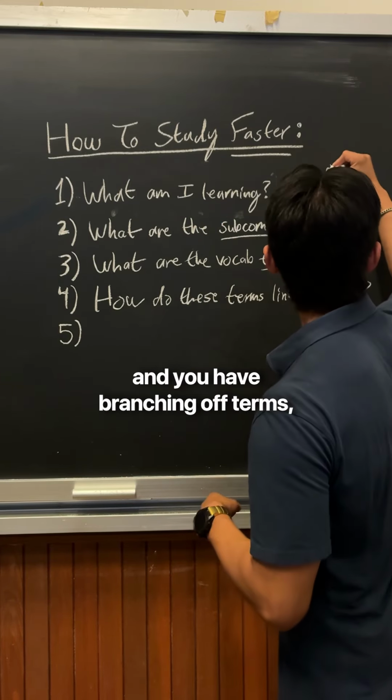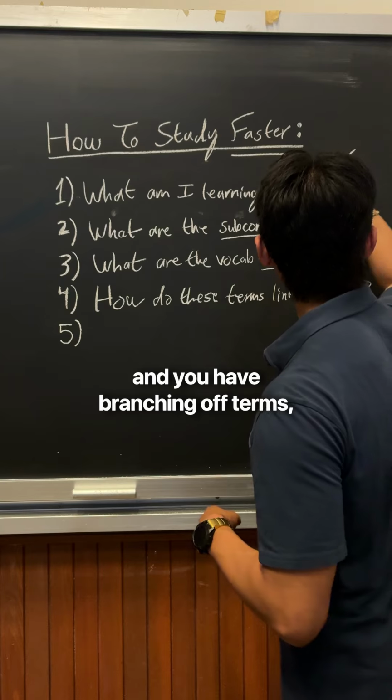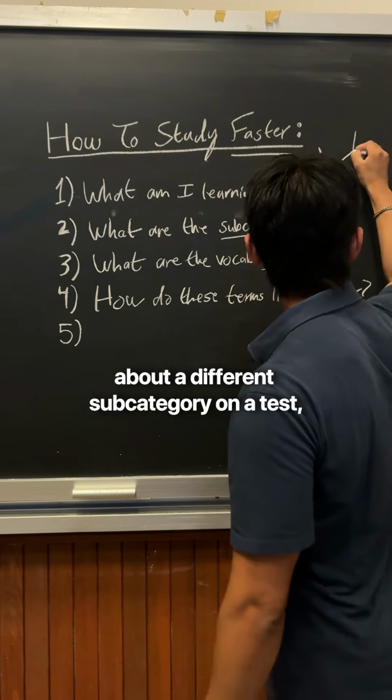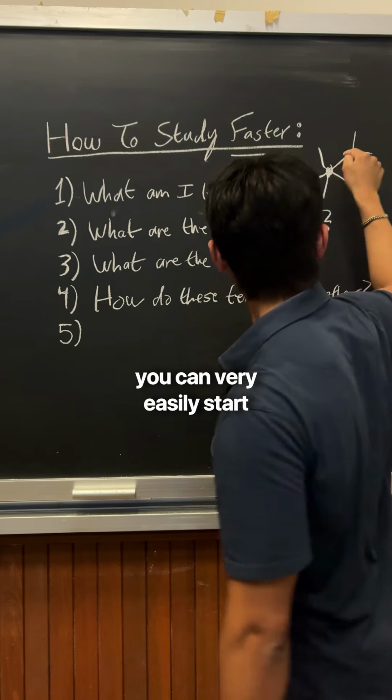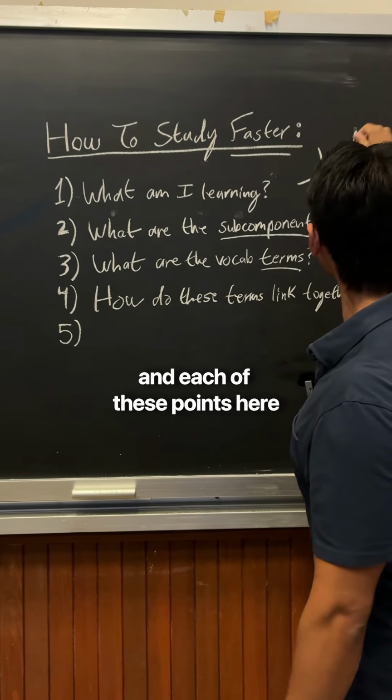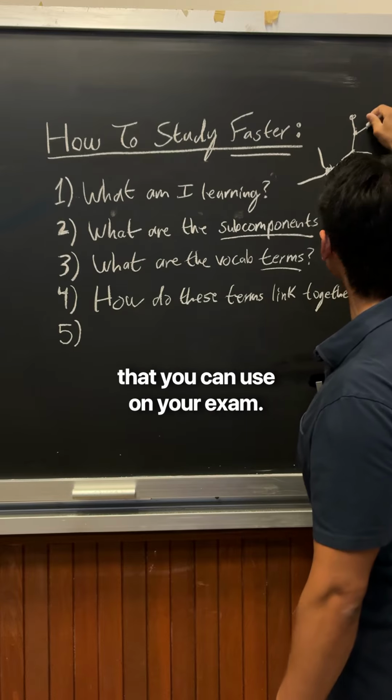And the best part about this is that if you have a web structure, let's say something in the middle here, and you have branching off terms, when you're asked a question about a different subcategory on a test, you can very easily start from the beginning and then work your way through, and each of these points here become a piece of evidence that you can use on your exam.